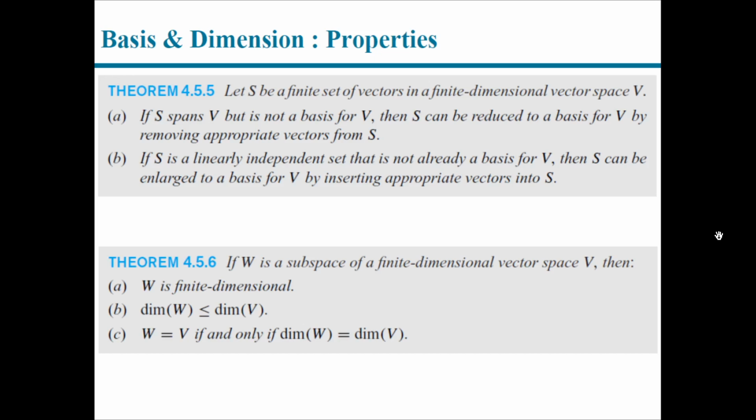It seems reasonable. Last result: if I have a finite dimensional vector space V and a subspace W, well, obviously it is also finite dimensional. So if my V has dimension 7, any subspace has dimension up to 7. And both spaces are equal if and only if they have the same dimension. Okay, fine. So nothing special here.